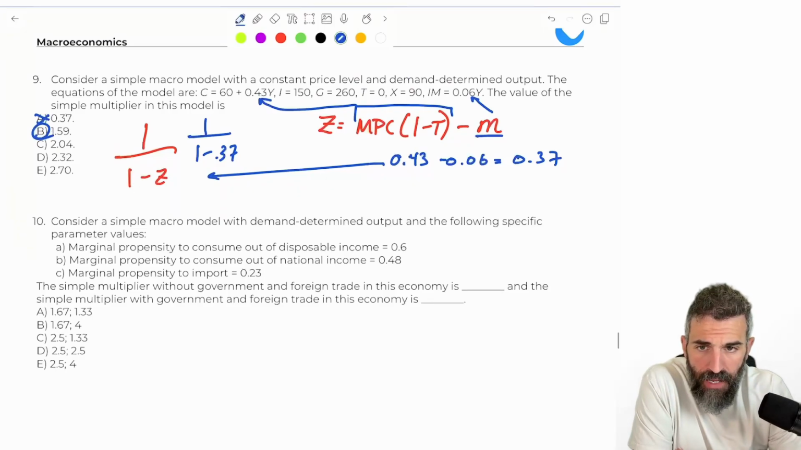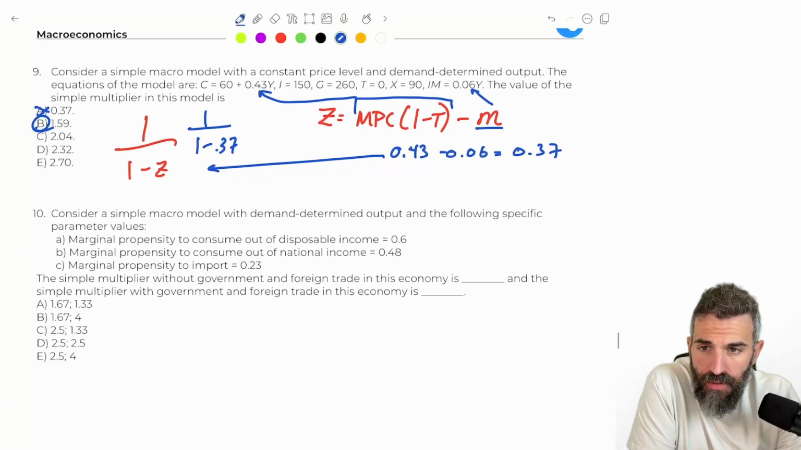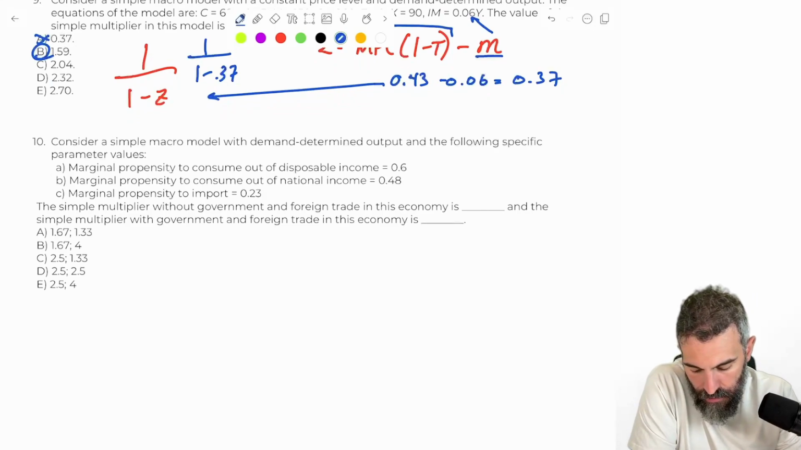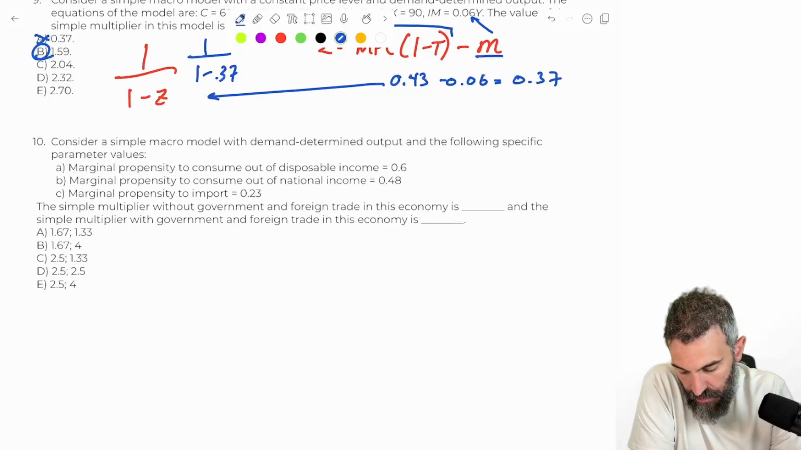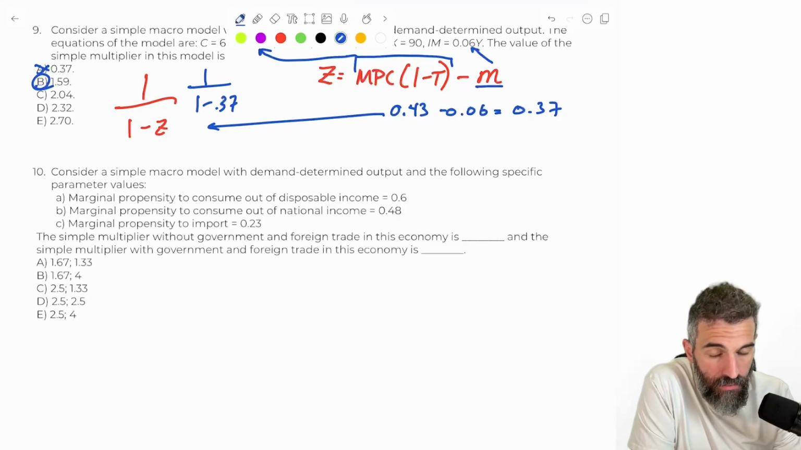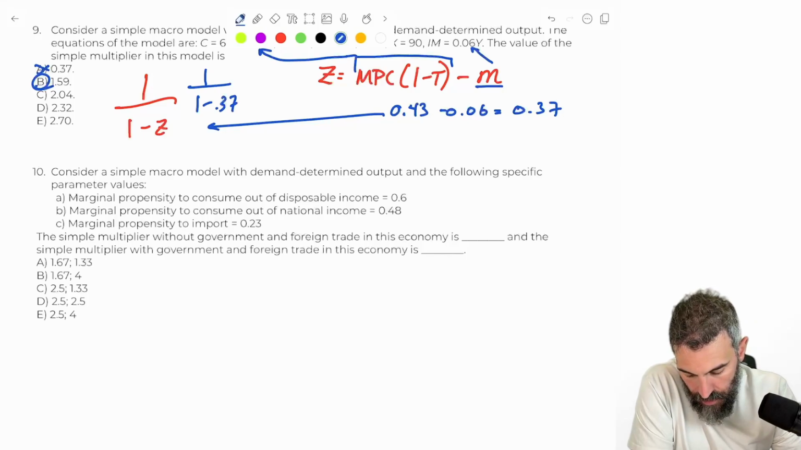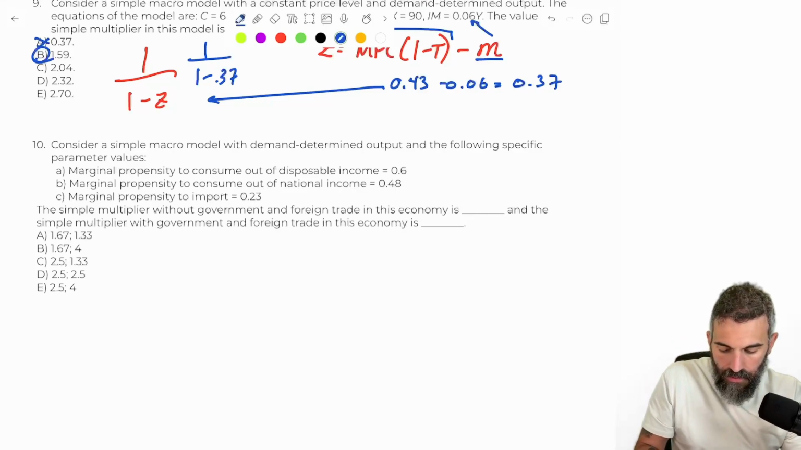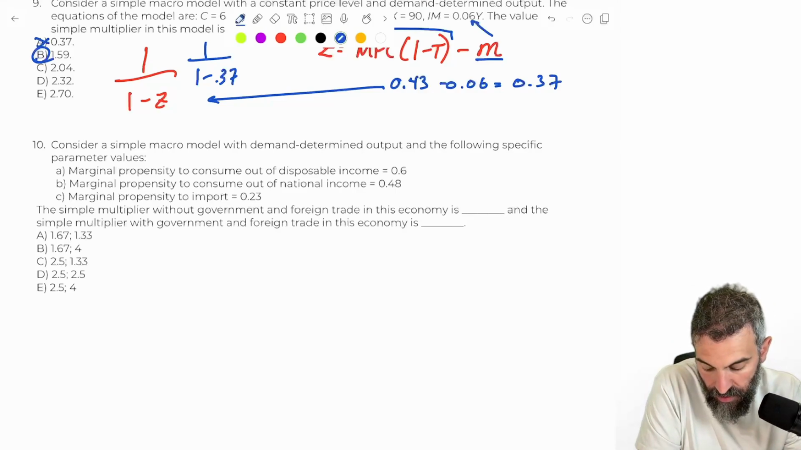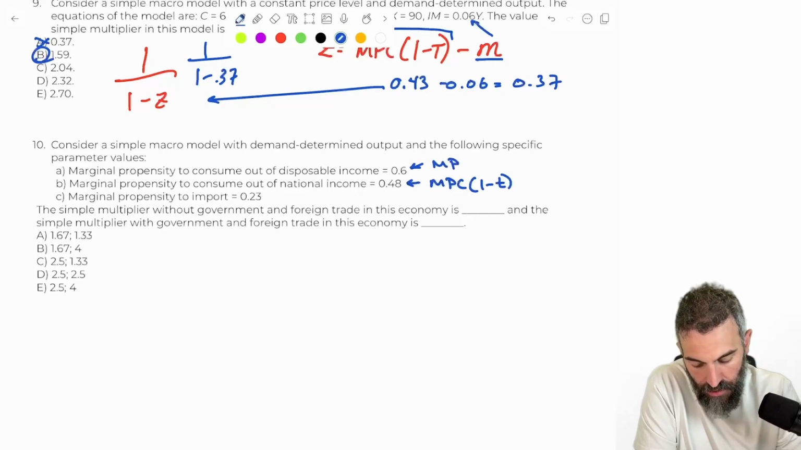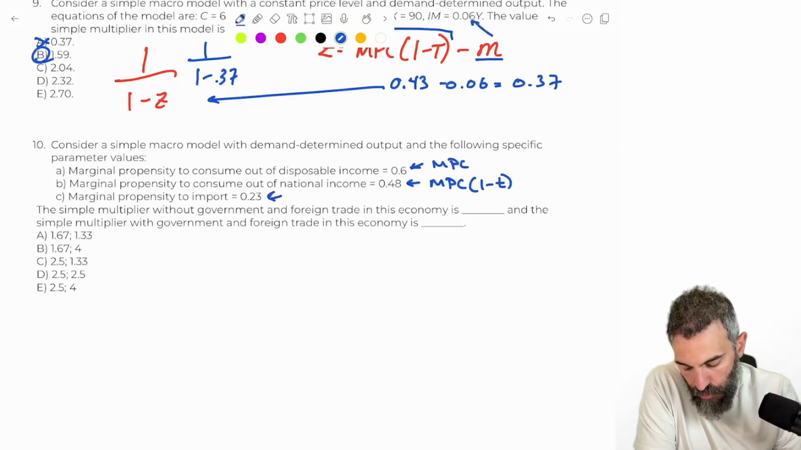Number 10, consider a simple macro model with demand determined output and the following specific parameter values. We've given you the MPC out of disposable income. So out of disposable income, that's interesting, right? Remember, that's YD. So that one will need to be, the tax will need to be taken out of that one, basically. Okay. B, the marginal propensity to consume out of national income. Oh, interesting. Okay, so this is basically MPC multiplied by 1 minus tax, whereas this is just the MPC. The marginal propensity to import is 0.23. There's your M.